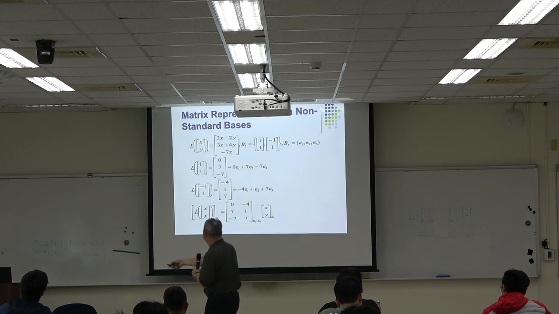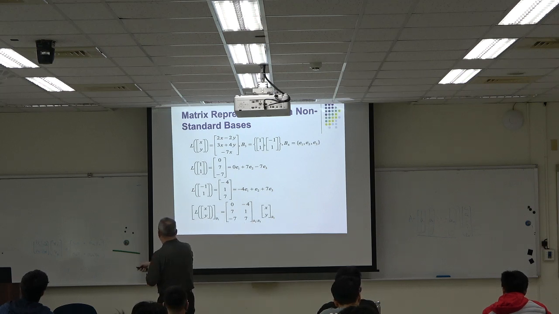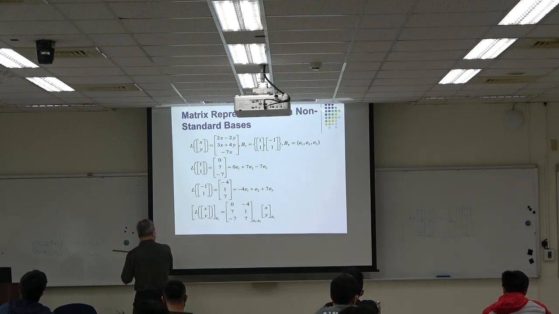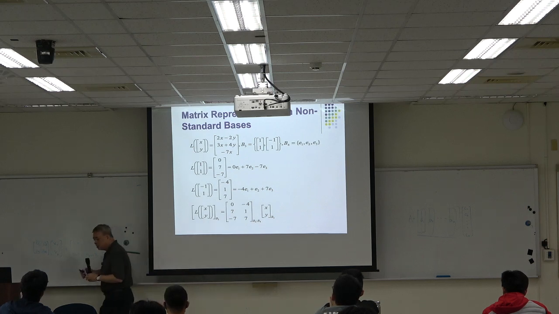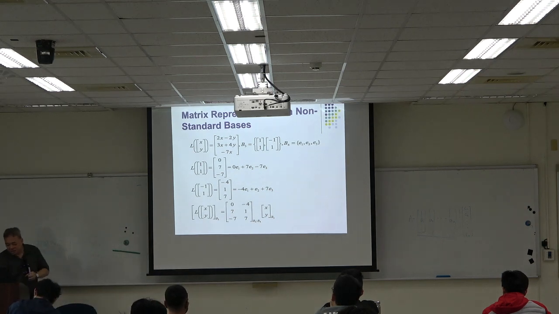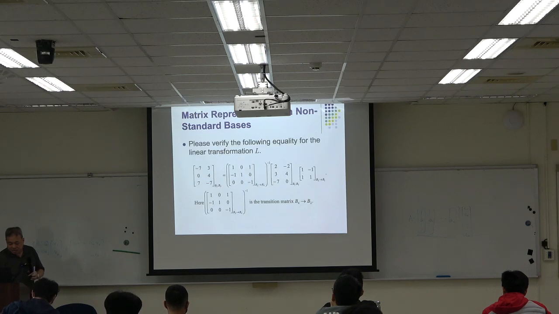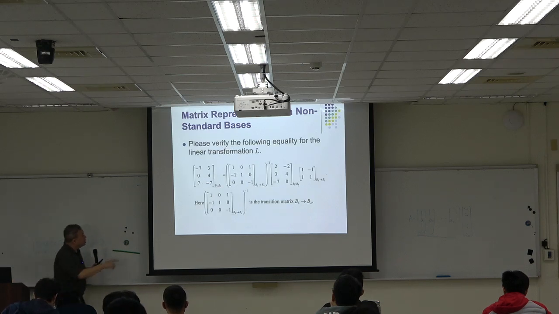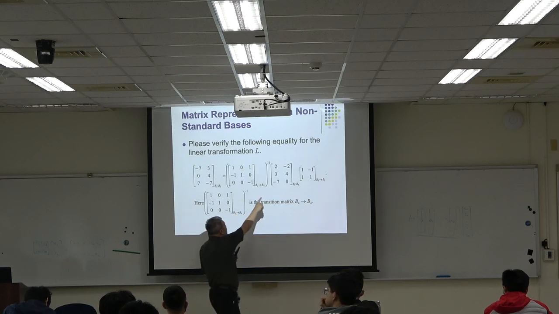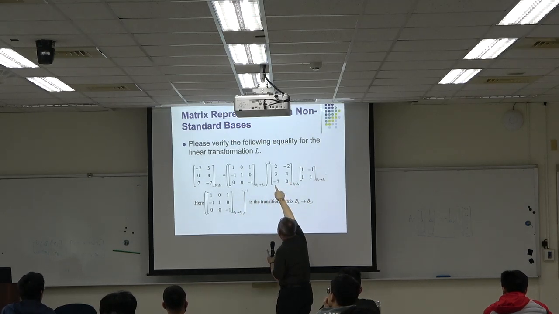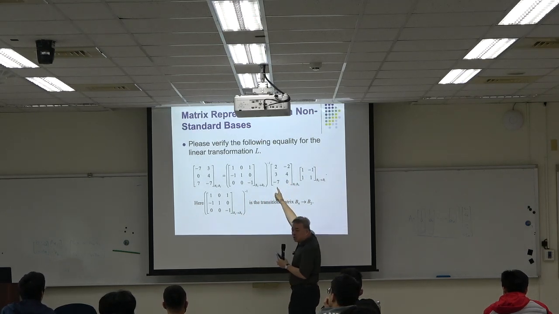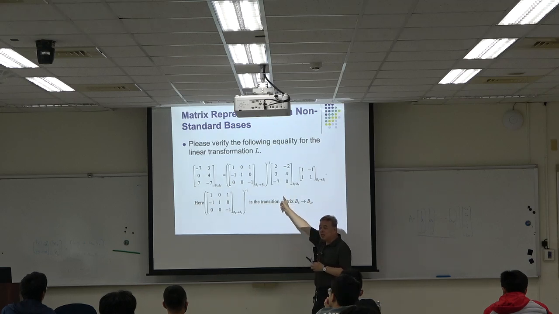What happened? It's not working. Here, okay, it's 2x minus 2y, 3x minus 4y, and the negative 7x. That's just this one, okay?